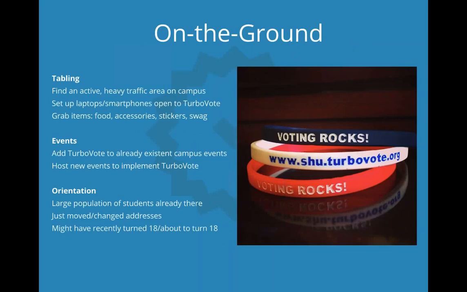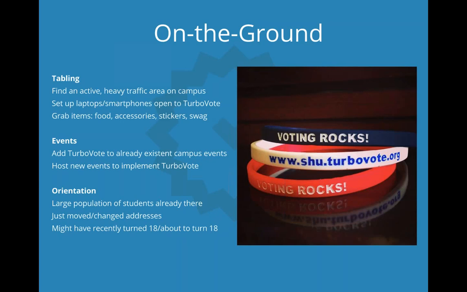So on my campus, for example, we had some extra funding in our student government budget. So we bought some wristbands that advertised, Seton Hall University wants you to register to vote. And we put our unique TurboVote URL on the side. So first, it gave us something to lure people to our table. So we were set up on the green with laptops open to TurboVote, smartphones ready to register people on the go. But then it gave them something to take away from it also.